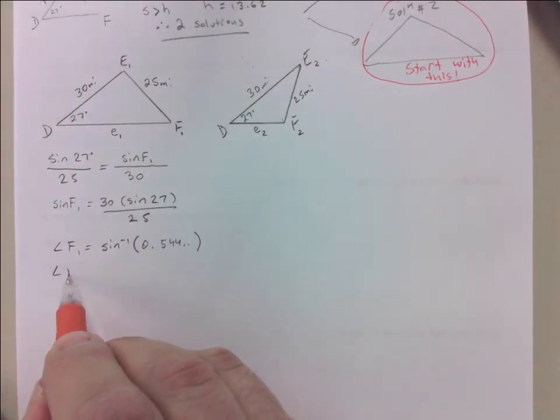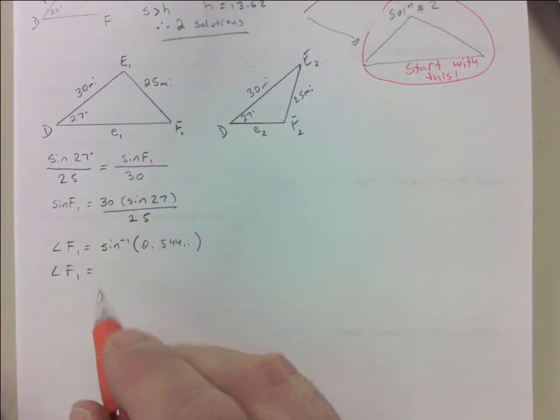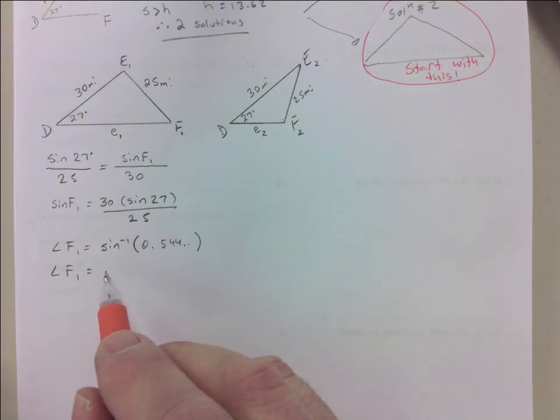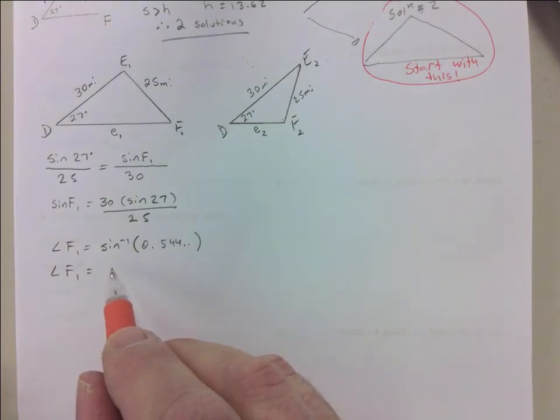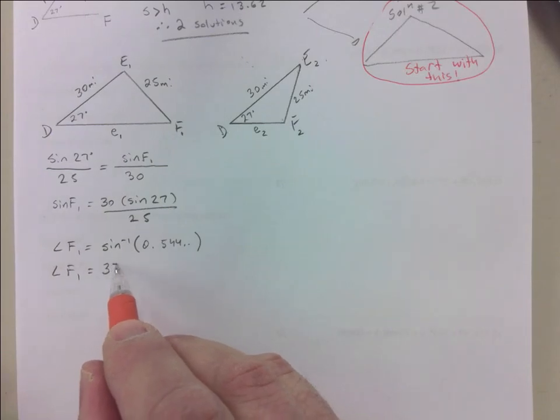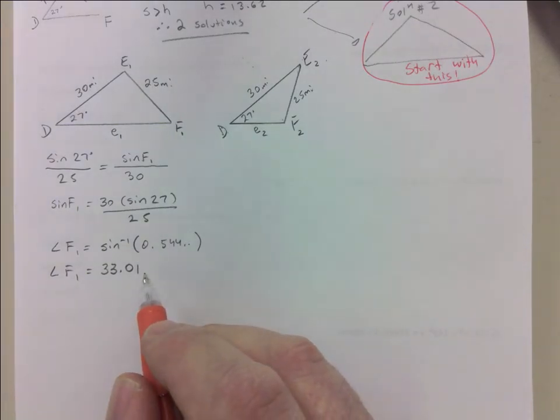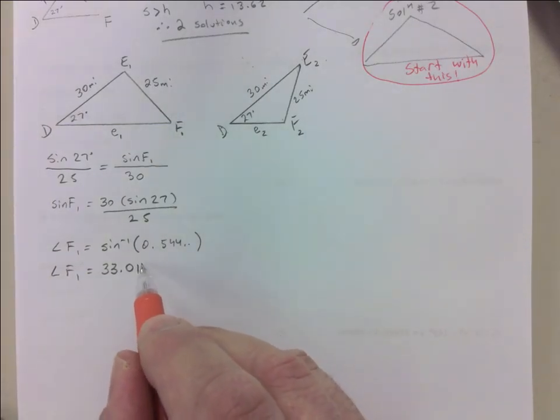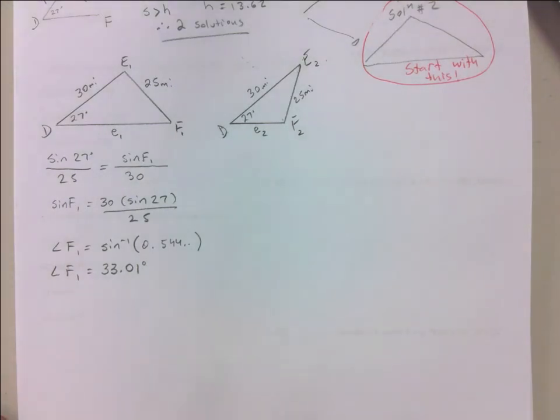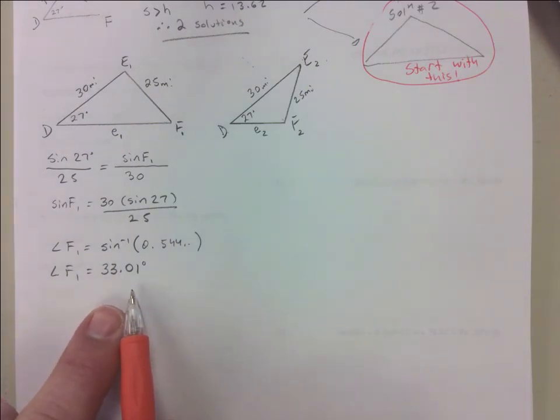So angle F1 is 33.01. And I know it's annoying that we're using 2 decimals, but that's, in grade 12, the province is going to expect you to round everything to 2 decimals minimum. So if it asks for F1, or angle F, this is one option for angle F.